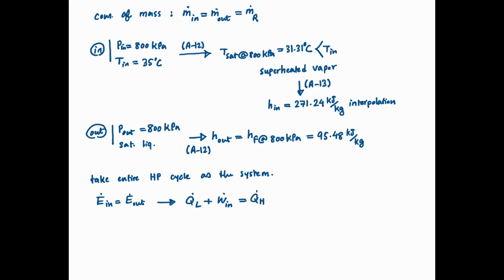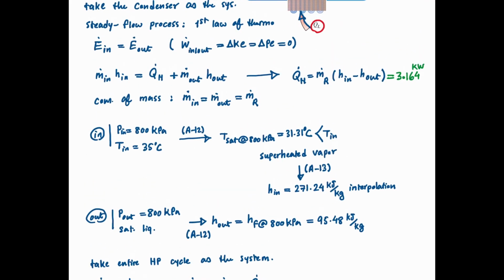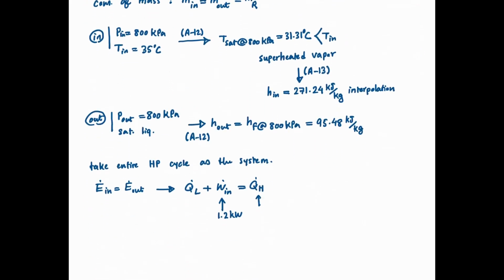We know the number for W dot in, it's given in the problem statement, 1.2 kilowatt. We just solved for Q dot H. It is 3.164 kilowatt. So Q dot L will be equal to 1.96 kilowatt.